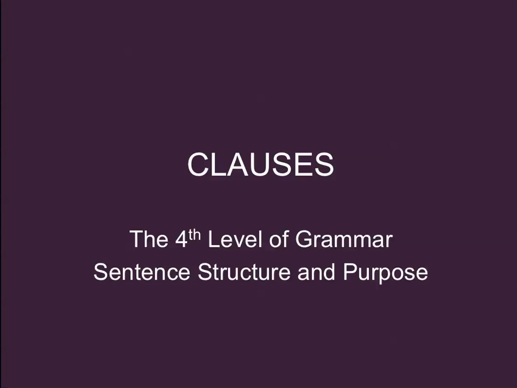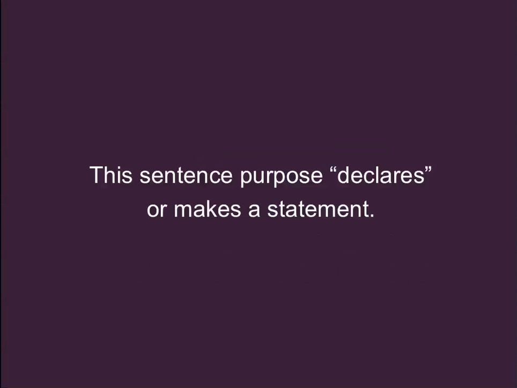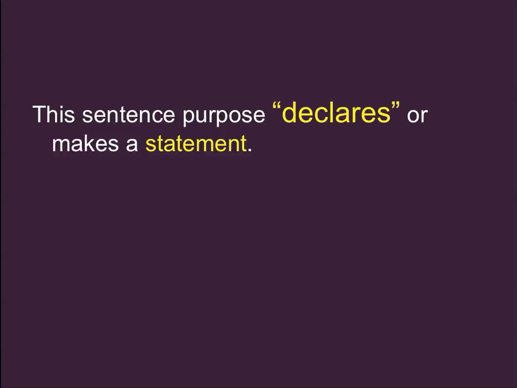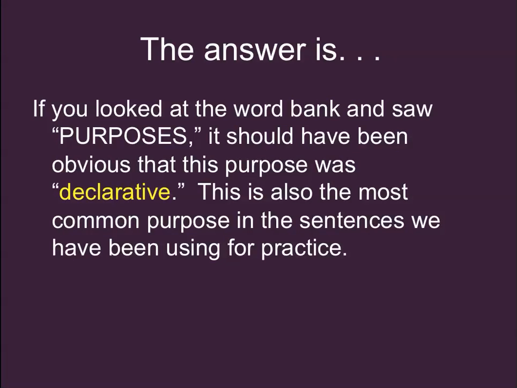So the quiz we had the other day was on clauses, the fourth level of grammar. Okay, the first item on the test. It said this sentence purpose declares or makes a statement. There are the clues right there in yellow letters. It says declares or makes a statement. So as long as you remember what the four purposes are, you should be able to choose declarative. Should have been obvious. There was a word bank. Under purposes it said declarative. So I think most of you got it, but for the few that didn't, that was a mistake.